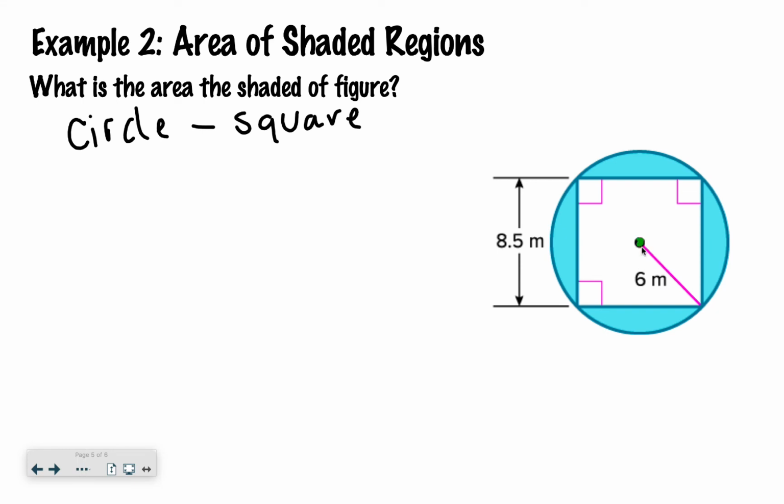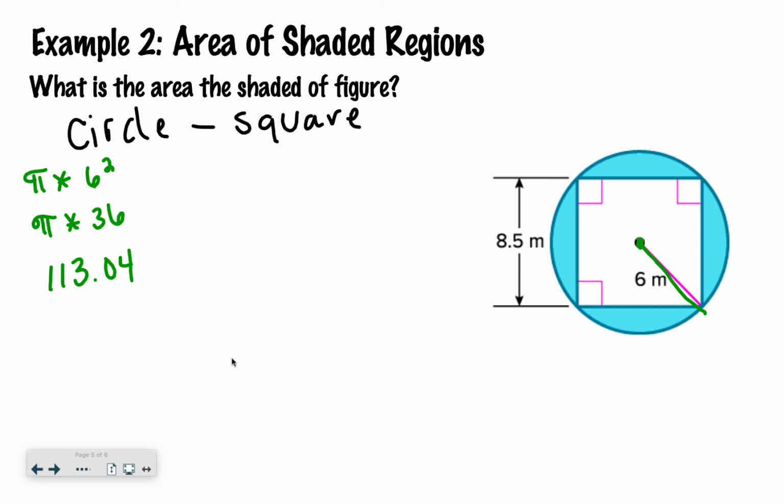So I can see that I have a radius of 6 meters. So I'm going to say pi times radius squared. So I have pi times 36. And then from there, I'm going to say 3.14 times 36 gives me 113.04. And I am going to subtract the square next.